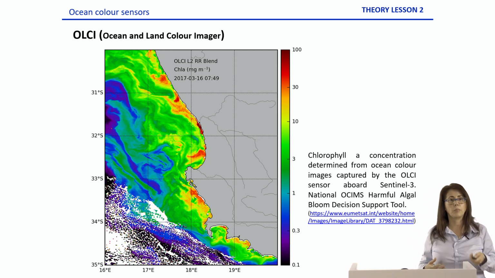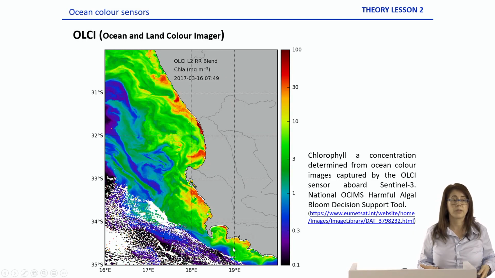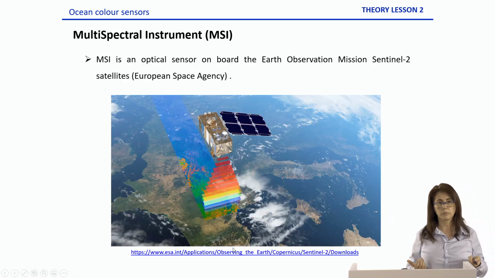This is just an example to show you an OLCI image. This is actually a harmful algae bloom, okay, that was captured by this Sentinel-3 satellite.